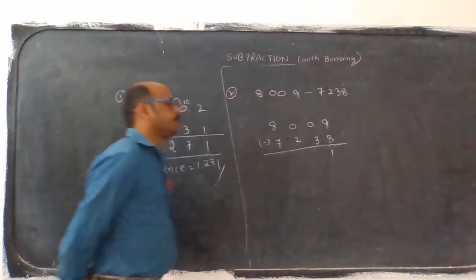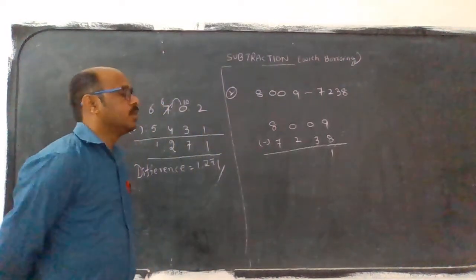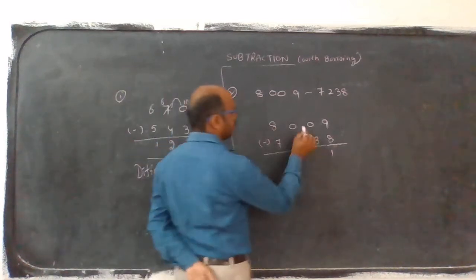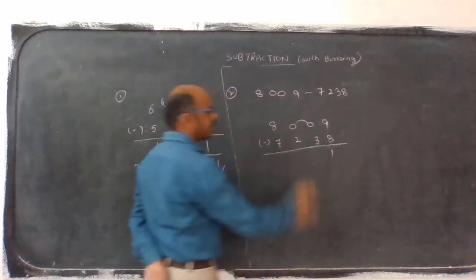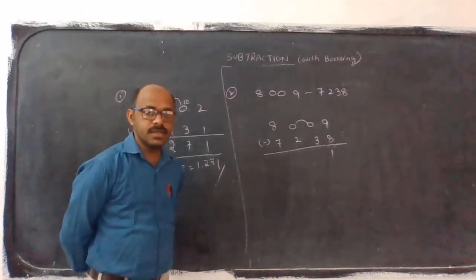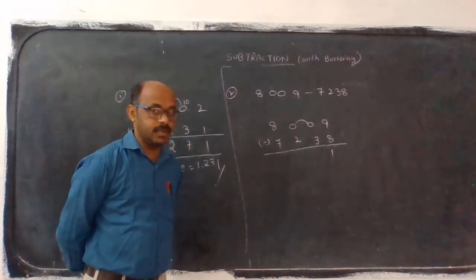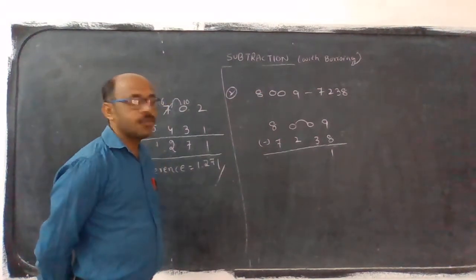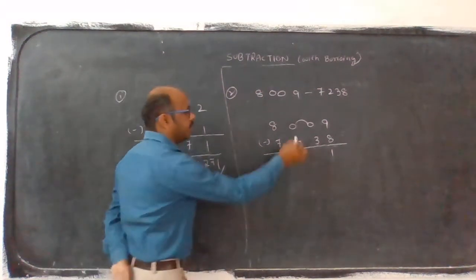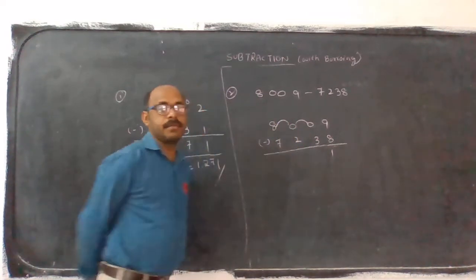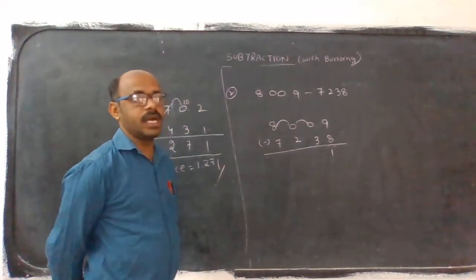Now see, we can't remove 3 from the 0. We have to take a borrow from the number. See here, the number before also has 0. How will it be possible? We can't take a borrow from the number before, because again 0 is there. Then this also needs a borrow. We have to take a double borrow.